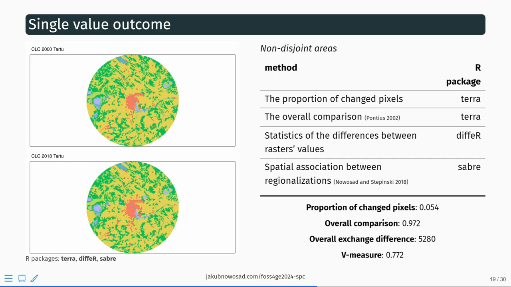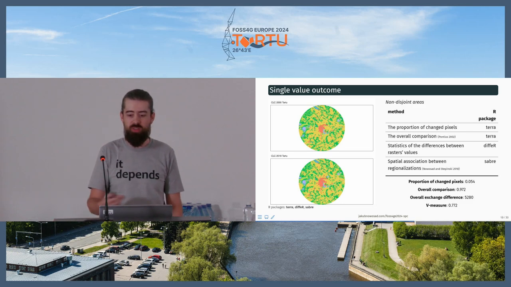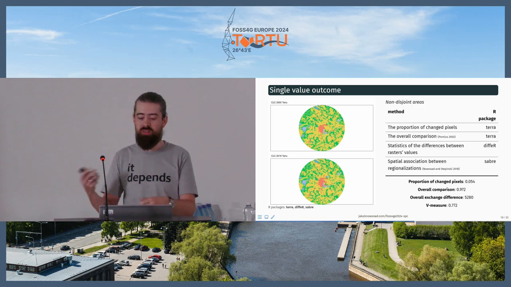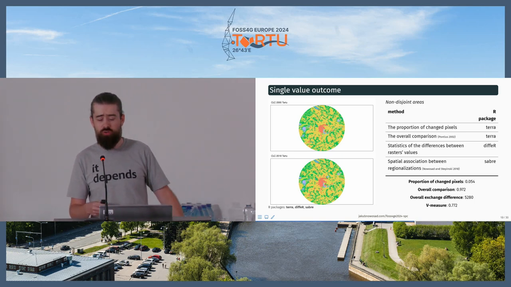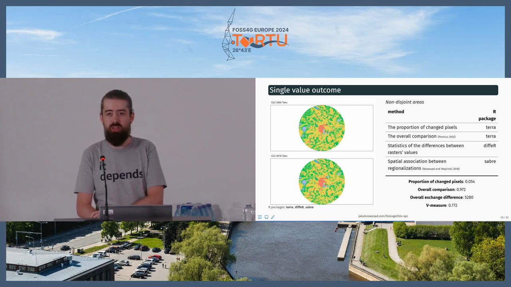Here we have the first example. This is for non-disjoint areas. So here we are still keeping the same area, and we are just comparing them. We can use different methods, and at the end, at the bottom, we get one value. So for example, we get the proportion of changed pixels. We know that that proportion is about 0.5. We get the value of overall comparison. We can get some other measures like V-measure, which also calculates how similar two maps are to each other.